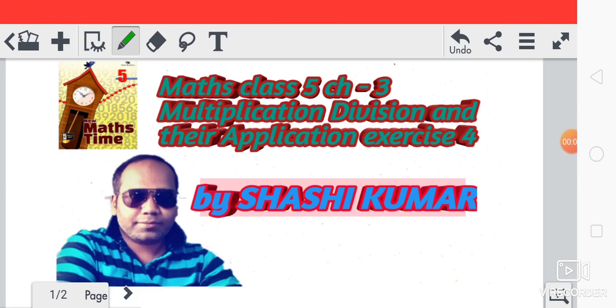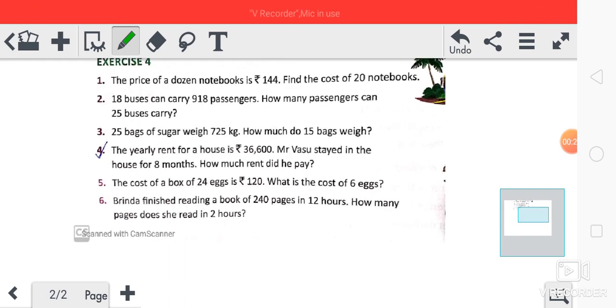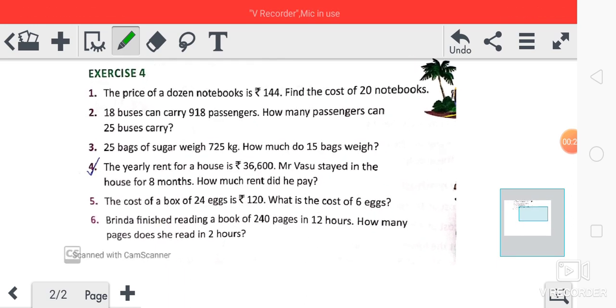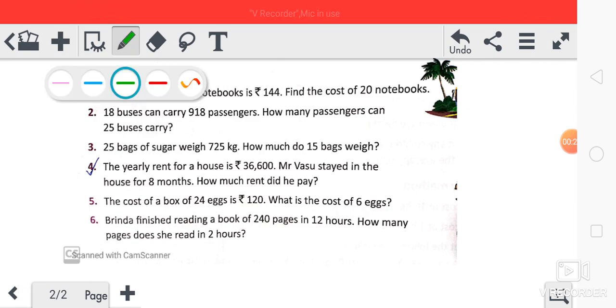Maths Chapter 3, Exercise 4. Okay, so Exercise 3 we have already done. Now, today we are going to do Exercise 4. Now, what is Exercise 4? This exercise is about the unitary method. Very important topic, that is the unitary method.